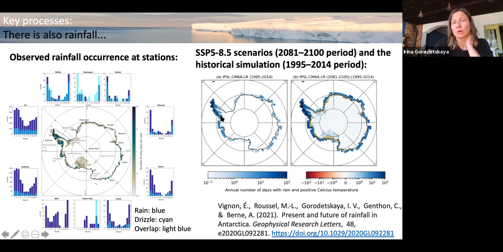This is showing on the left the number of days with rain and positive Celsius temperature. We see, again, a lot of rainfall days along the coast. And on the right, we see an increase for the SSP 5-8.5 scenario, at the end of the 21st century compared to the present time. So we see that there is an increase in rainfall.